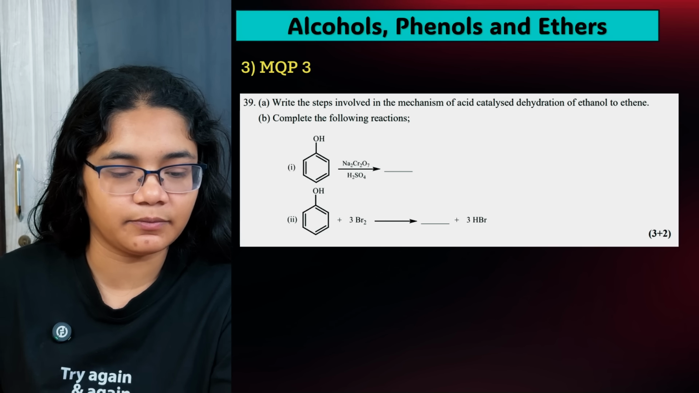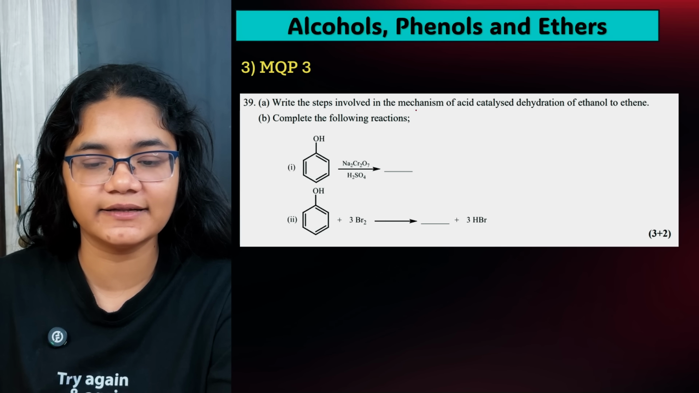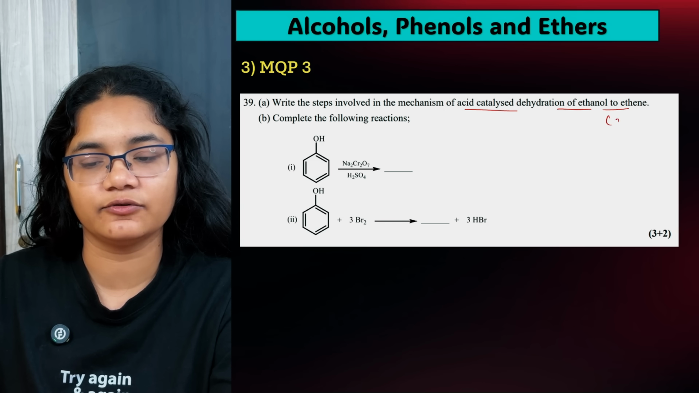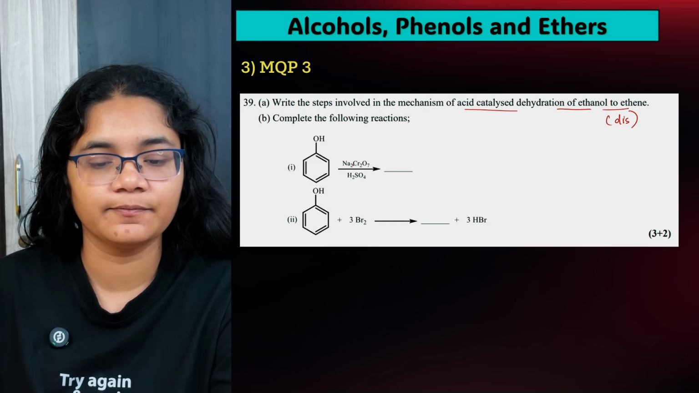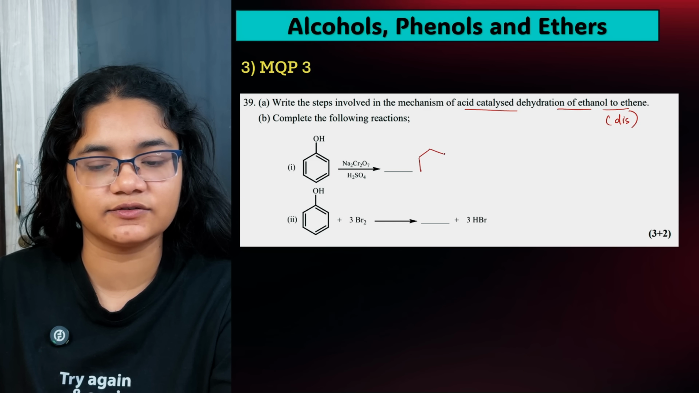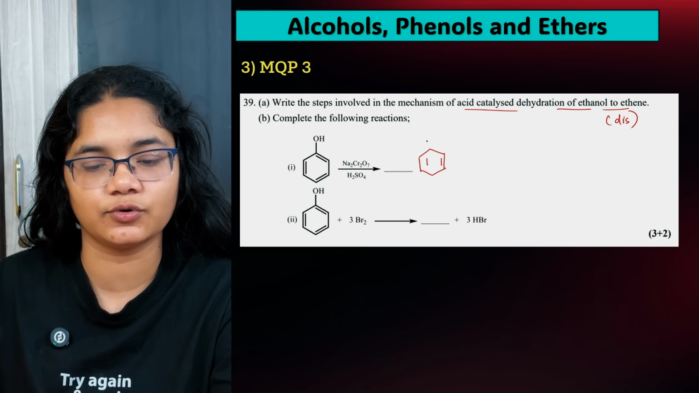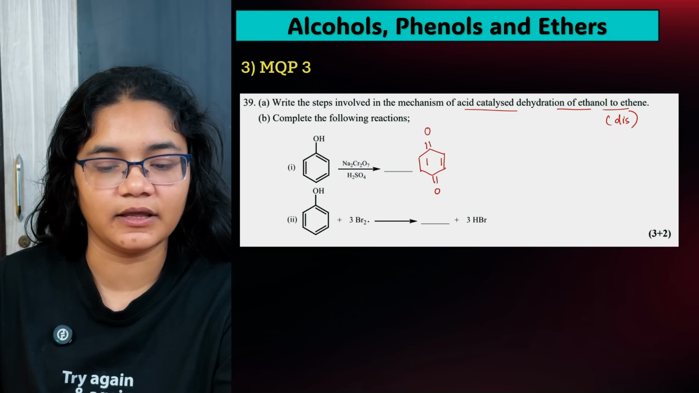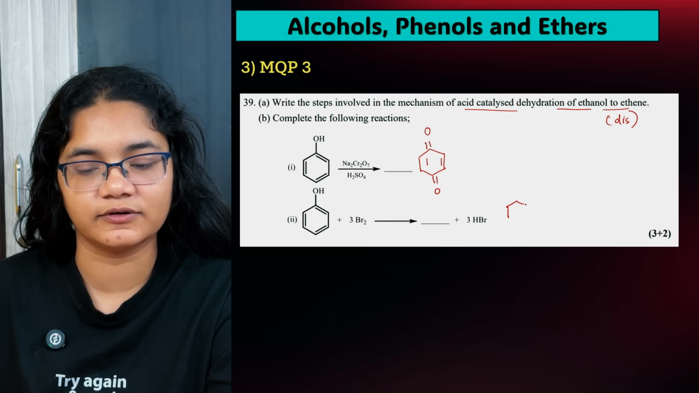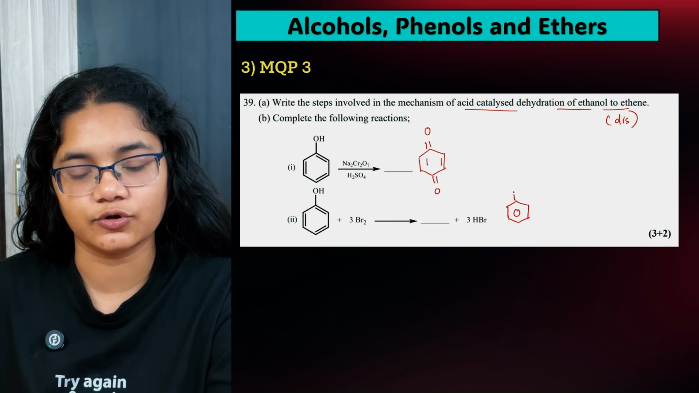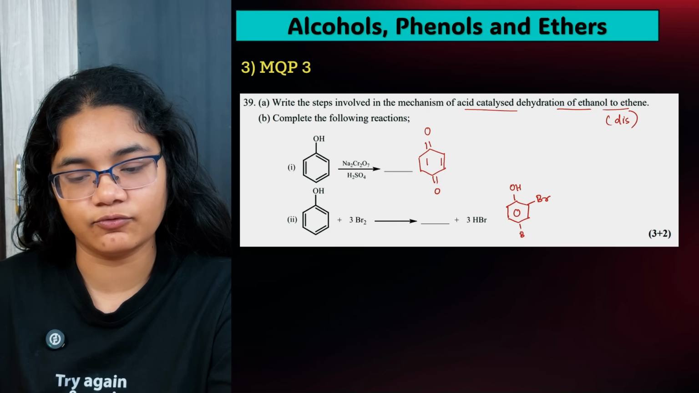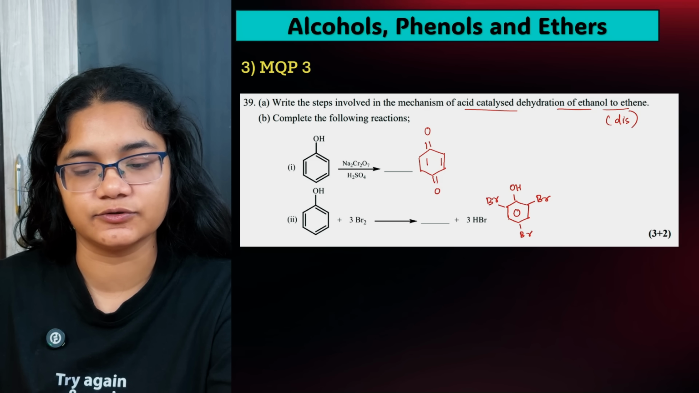Next is model question paper 3 question. Write the steps involved in the acid catalyzed dehydration of ethanol to ethene. So this we have already discussed. And Na2Cr2O7, this is oxidation. So you will get benzoquinone as the major product here. And OH with 3Br2. So here there will be 2,4,6-tribromophenol. Okay. So you will get OH here, then Br at the 2 and 4 positions, and then at the 6 position.